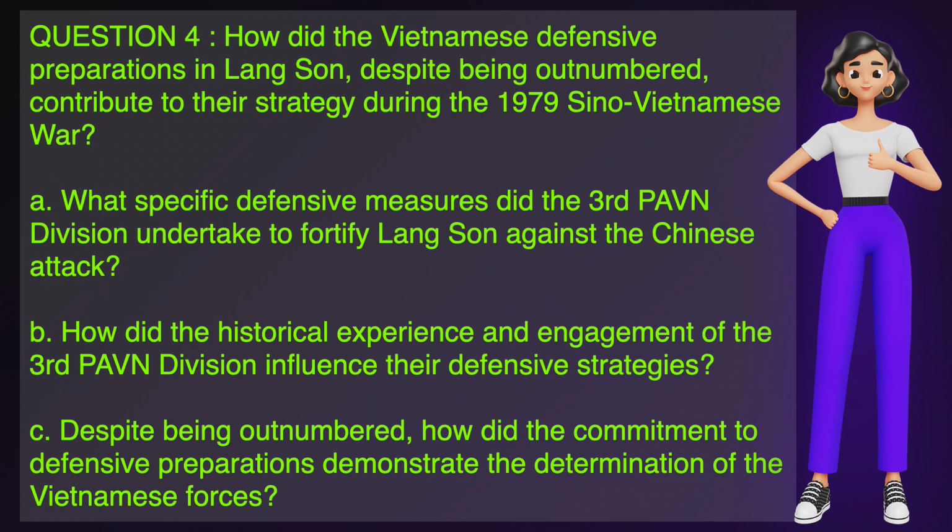Part B, how did the historical experience and engagement of the 3rd PAVN Division influence their defensive strategies? And Part C, despite being outnumbered, how did the commitment to the defensive preparation demonstrate the determination of the Vietnamese forces?